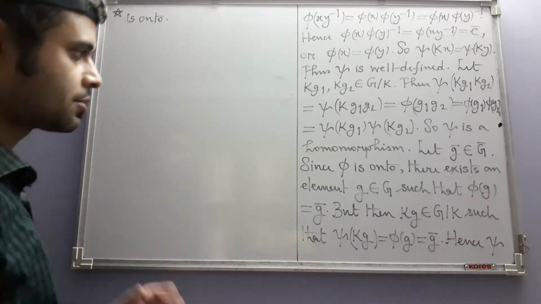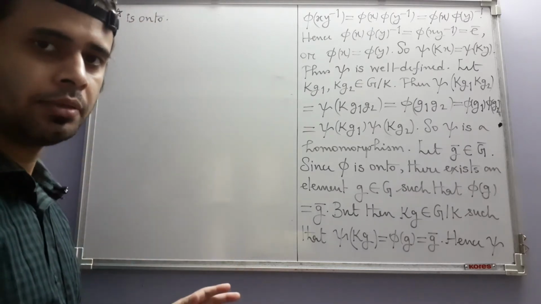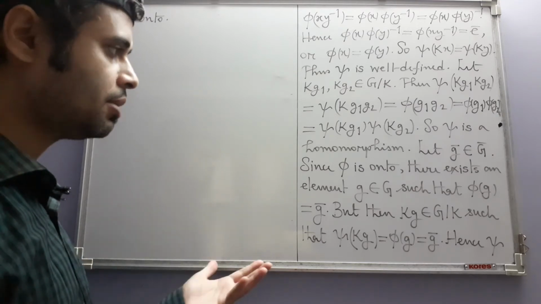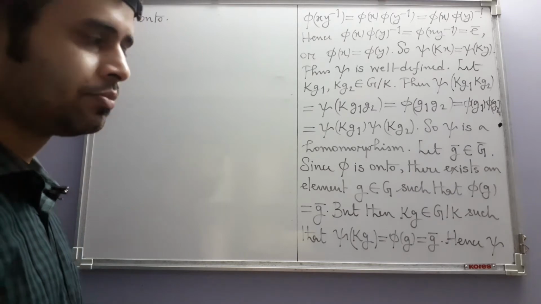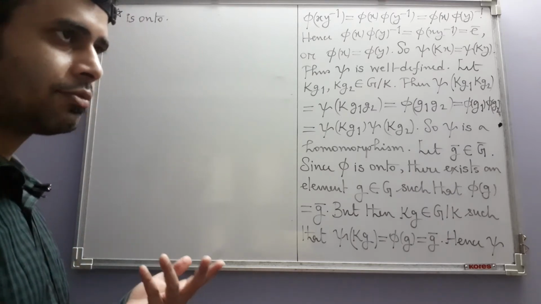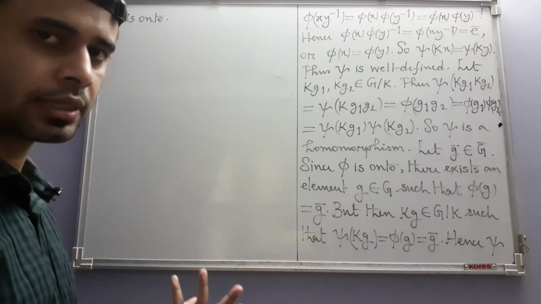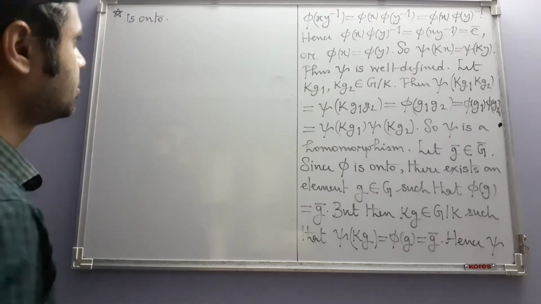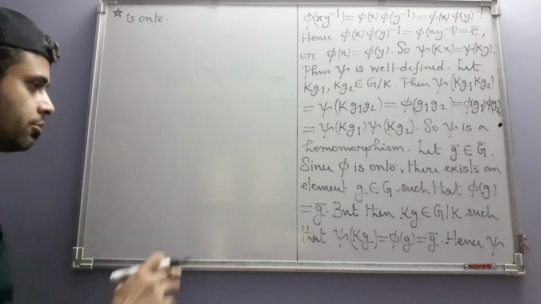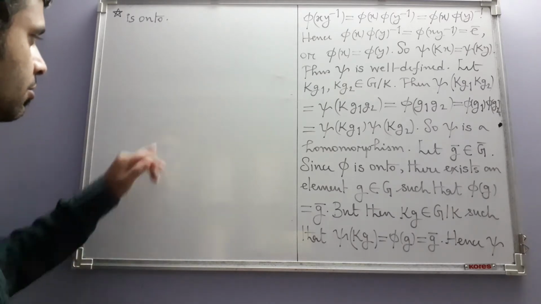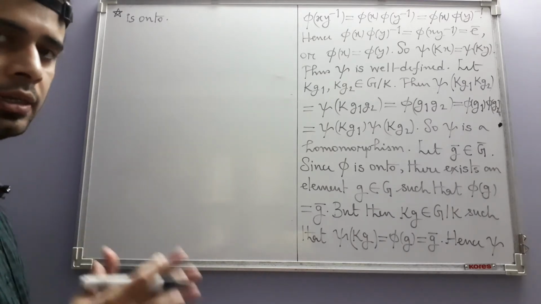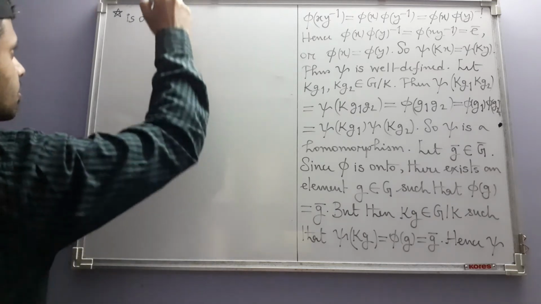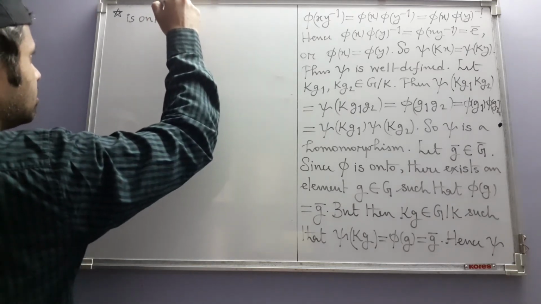We have thus proved that the map psi is a well-defined homomorphism of G by K onto G bar. So the only thing left for us to prove, to show that psi is an isomorphism, is that psi is a one-to-one map. So for that we are going to show that the kernel of psi consists of only the identity element in the domain group, that is G by K.